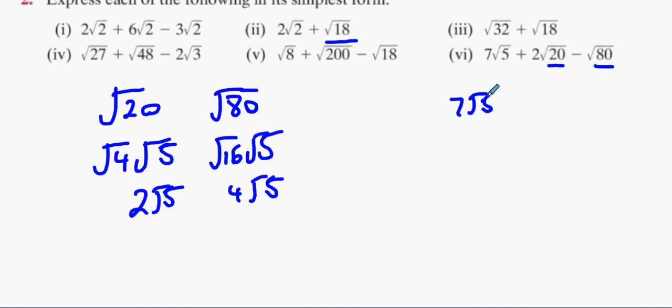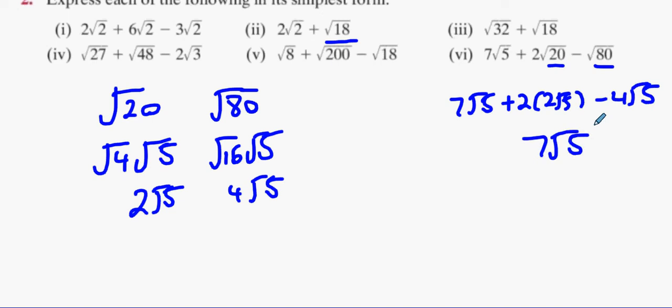So 7 root 5 plus 2 times 2 root 5 minus 4 root 5. And the answer is, everybody, 7 root 5. Yes? It's 2 root 20. Where is it? Oh no, it just did root 20 on its own. And I turned root 20 on its own into 2 root 5. And then I multiplied the 2 root 5 by 2 to get 4 root 5. And then 4 root 5 take away another 4 root 5. 0. Alright, that's fair enough. Good question. Now, let's move on. I need to move fast, lads.